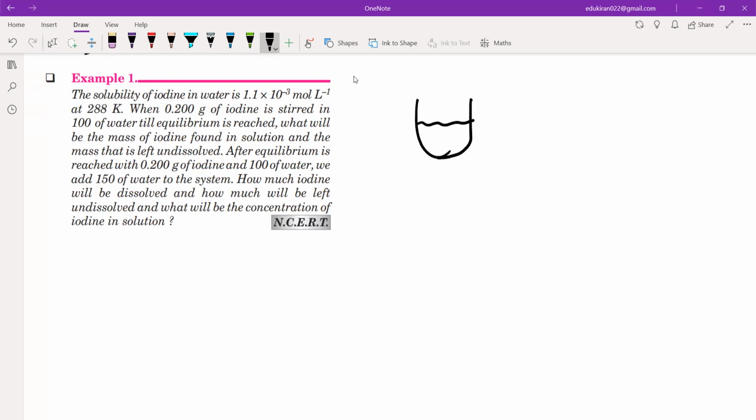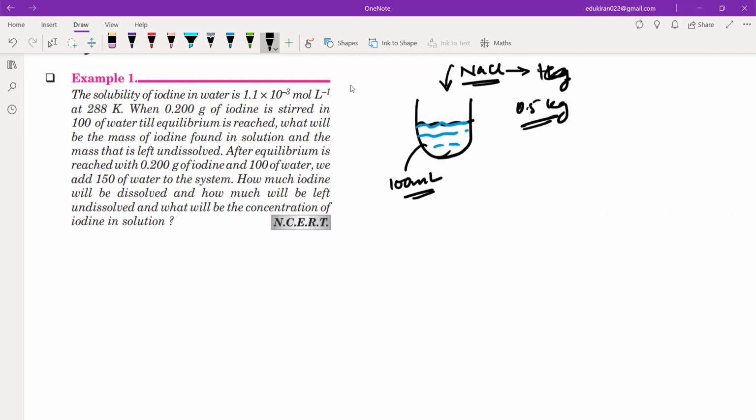You take some water here. You add NaCl. So let us say that you have taken 100 ml and you have taken NaCl 1 kg, or rather, let us say even 0.5 kg. What will happen? All of the NaCl will not get dissolved. Some of it will be at the bottom because it's fully concentrated. But let us look at this more closely.